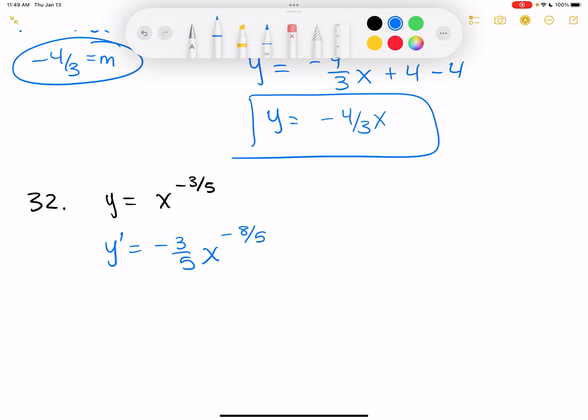All right, 40. y equals 3 times (2x to the negative 1/2 plus 1) to the negative 1/3.